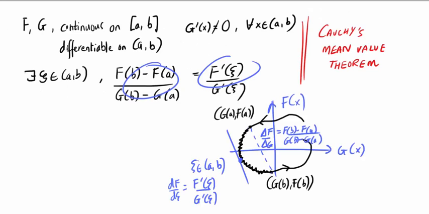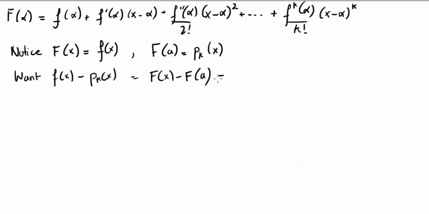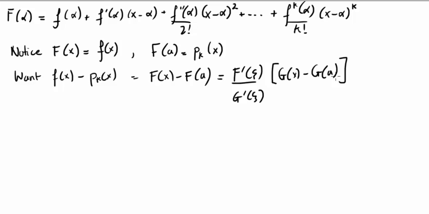We now invoke Cauchy's mean value theorem here to rewrite this as F dash of xi over g dash of xi multiplied by g of x minus g of a, where xi is in the range from a to x and g is some function which satisfies the restrictions of Cauchy's mean value theorem.